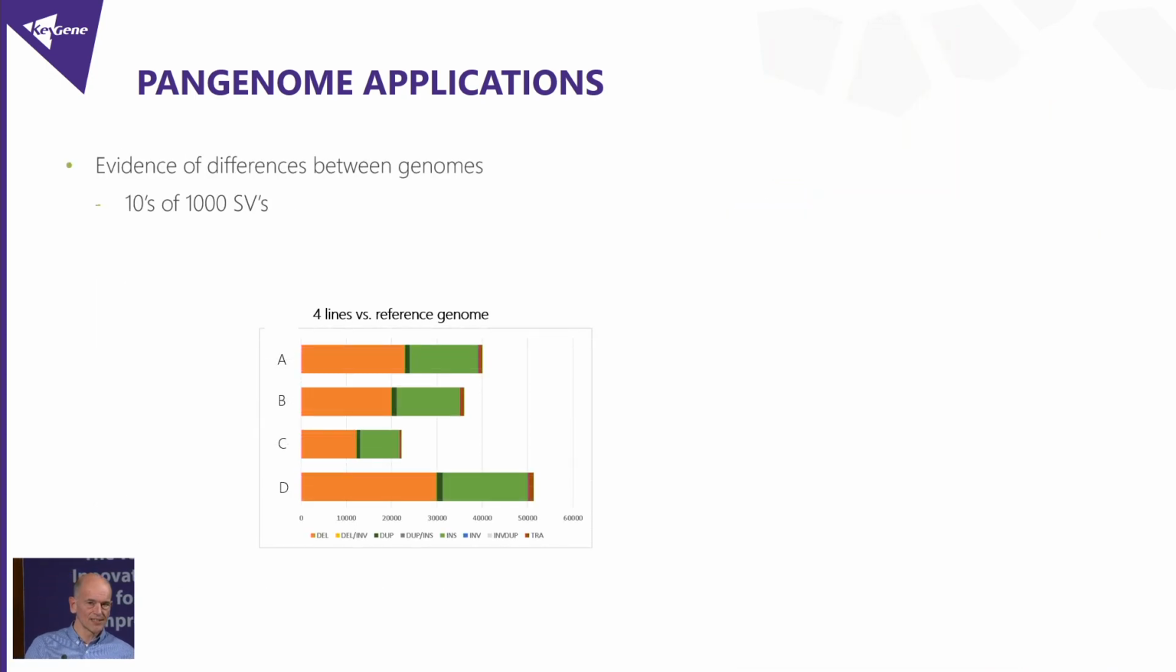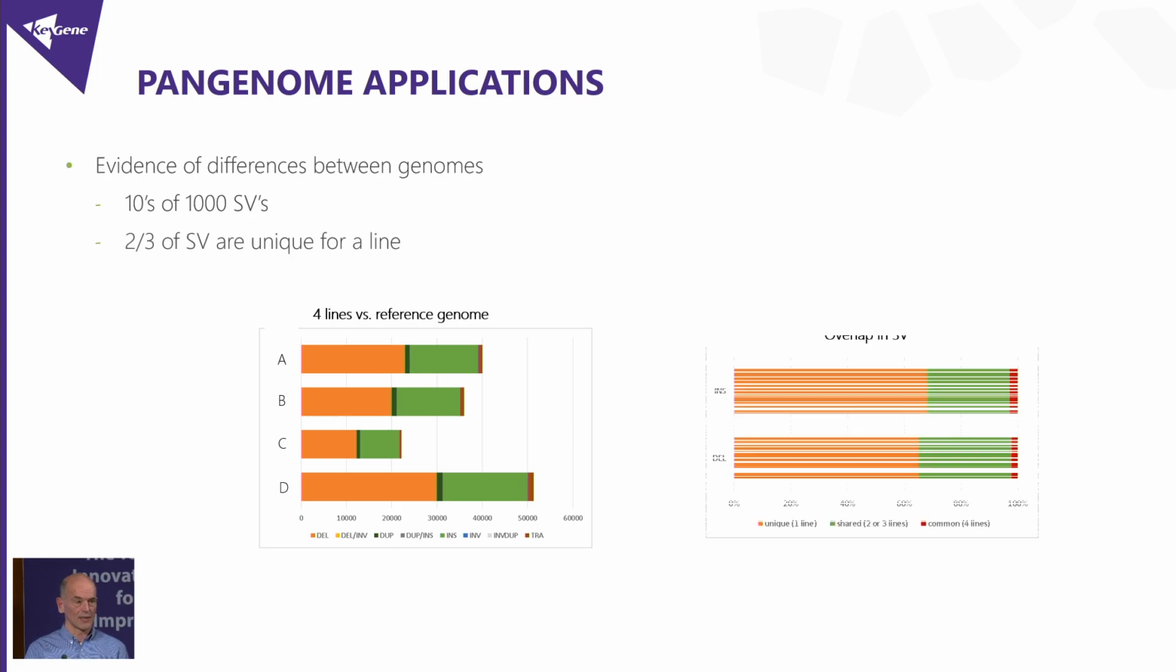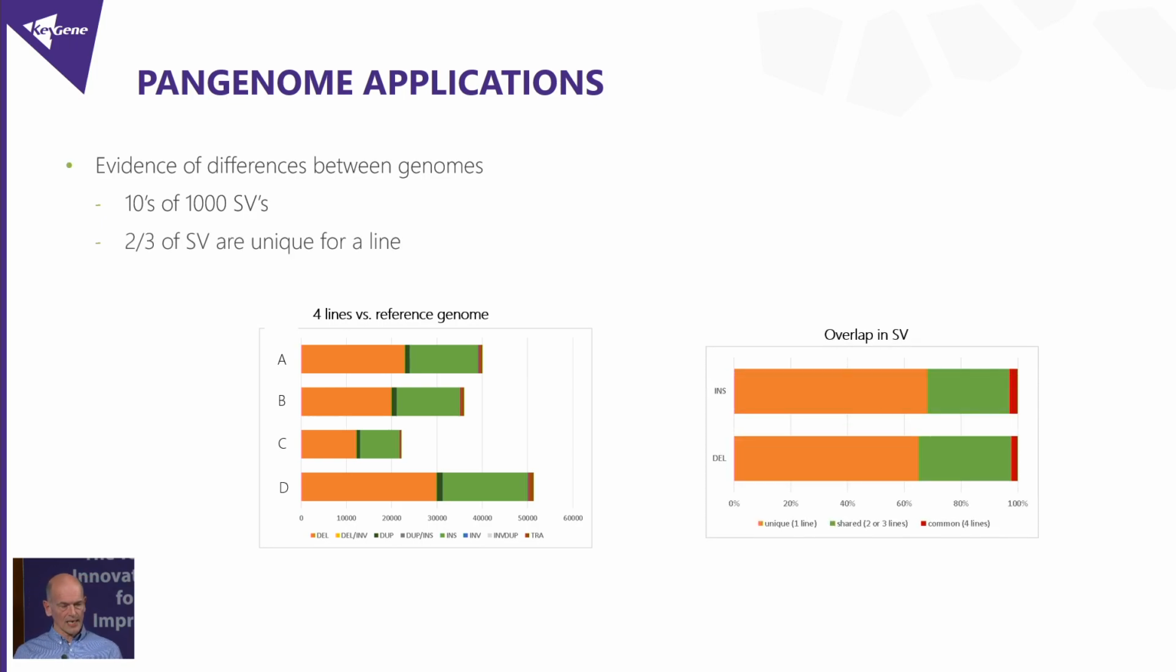So how much evidence is there of differences between genomes? Well, for that, I show you some examples. We did a de novo assembly of 4 accessions of a certain crop, and we started looking for structural variants. As you can see in this graph, for instance, accession D, the lower one, has over 30,000 structural variants. So a dramatically high number, I would say. Then you can start looking at how unique these are. And that's what the second graph on the right explains: about 60% of all indels and insertions are unique for a certain accession.